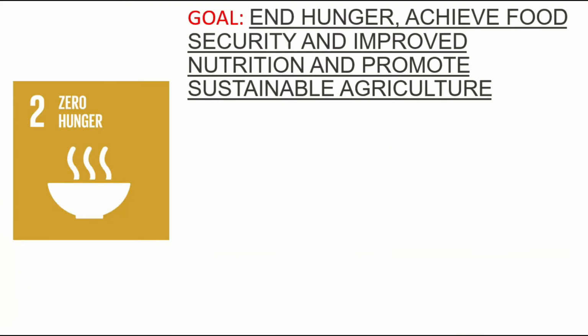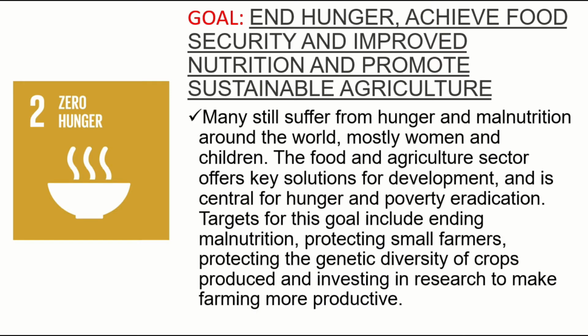Second, we have Zero Hunger. The goal is to end hunger, achieve food security, and improve nutrition and promote sustainable agriculture. Targets for this goal include ending malnutrition, protecting small farmers, protecting the genetic diversity of crops, and investing in research to make farming more productive.